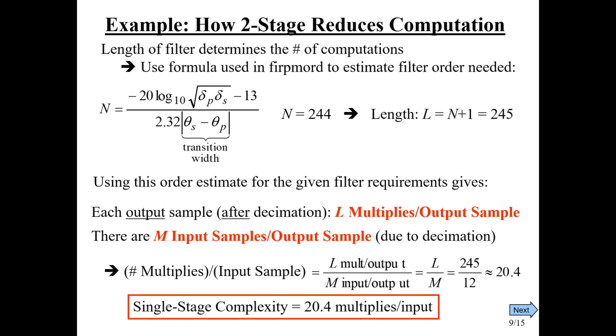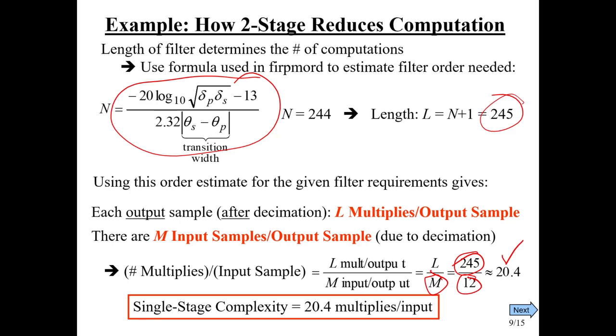So if I put all this in, I don't know why PowerPoint did something weird there, it turns out that we end up getting L over M multiplies per input sample. Warning, this L here is the length of the filter, not some upsampling factor. Okay, so I suppose I should have picked a different number or symbol there, but I didn't. So 245 from Rabiner's formula, and our decimation factor of 12 ends up being about 20.4. So for every input sample that goes in, I need to do 20.4 multiplies.